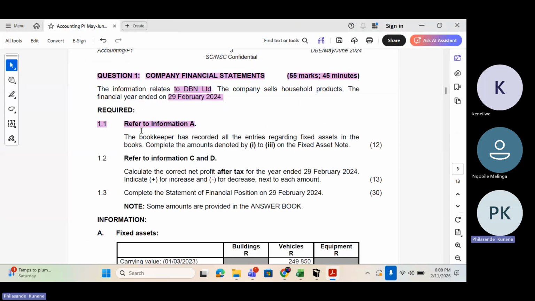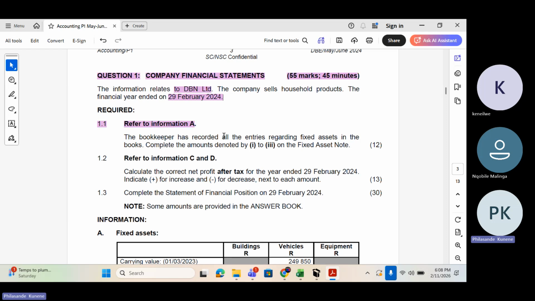They're saying here, required, the bookkeeper has recorded, and they're saying refer to information number A, which means for us to answer 1.1, we just need to refer to information number A. There's nothing much that we will need to do, but we need to refer to information number A, then we will be able to answer question 1.1.